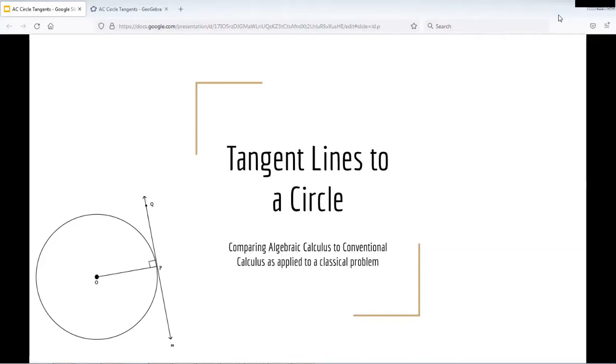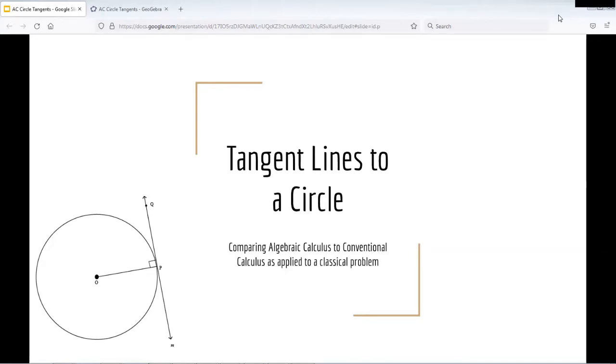So it's very unusual, very powerful in a lot of ways, and I prepared this little presentation. I thought it would be fun to compare the algebraic calculus approach to this classical problem of finding tangent lines to a circle to how you would do it in this standard treatment of calculus.